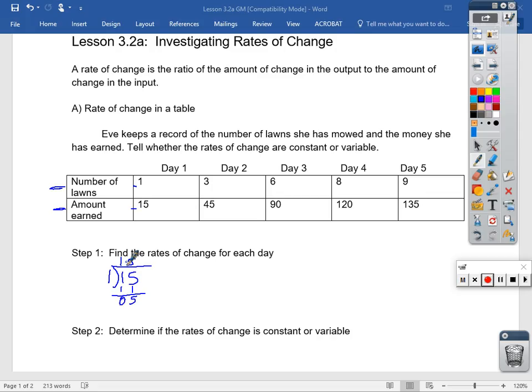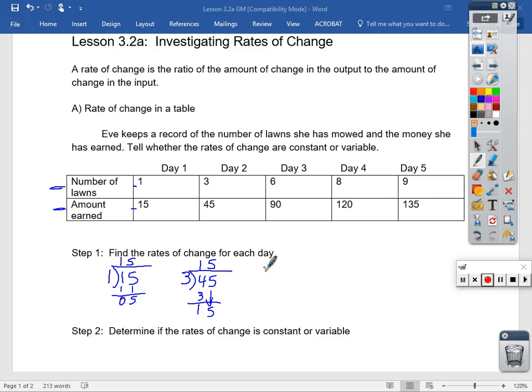Rate of change for day 2, 3 divided by 45. 3 goes into 4 once. 4 minus 3 is 1. Bring down my 5. And 3 goes into 15 five times.